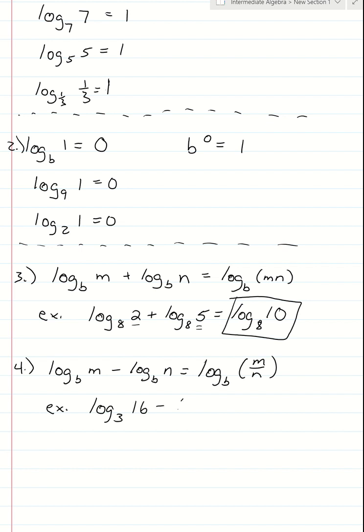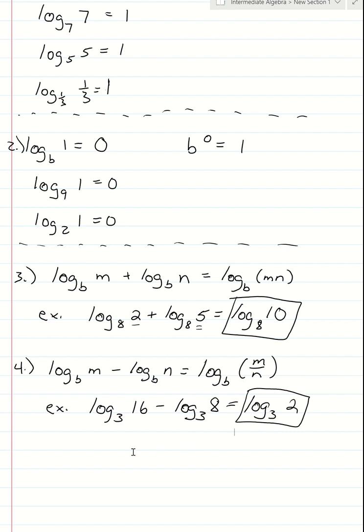For example, if we had the log base 3 of, let's say, the number 16, and I was subtracting the log base 3 of the number 8, that is going to equal, now we can simplify and eliminate the subtraction, and that would give us the log base 3 of course, now 16 divided by 8, which of course would be the number 2. So that would be your simplified logarithmic expression.